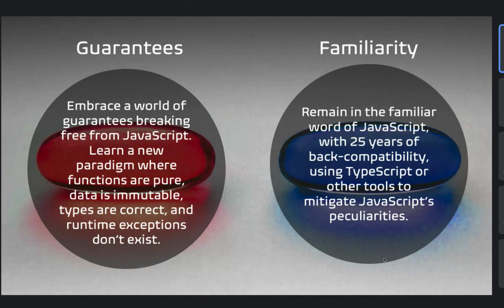If you take the red pill, you embrace a world of guarantees, breaking free from JavaScript and learning a new paradigm where functions are pure, data is immutable, types are correct, and runtime exceptions don't exist. If you take the blue pill, you remain in the familiar world of JavaScript. You have 25 years of backward compatibility, and you can use TypeScript or other tools to mitigate JavaScript's peculiarities. At Rakuten, for some of our projects, we took the red pill, and we are quite happy with the results so far.